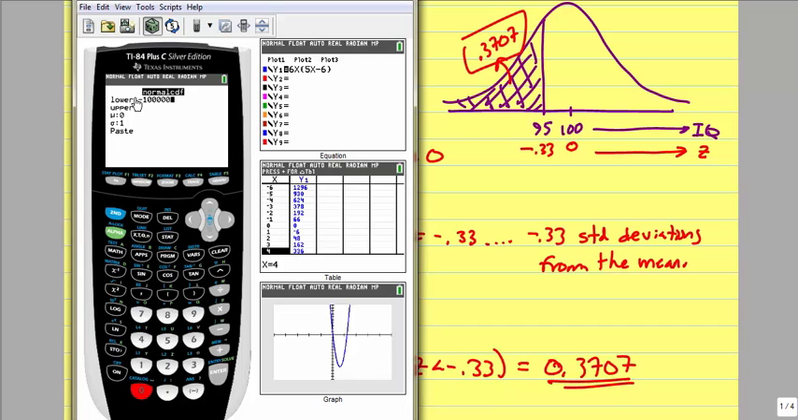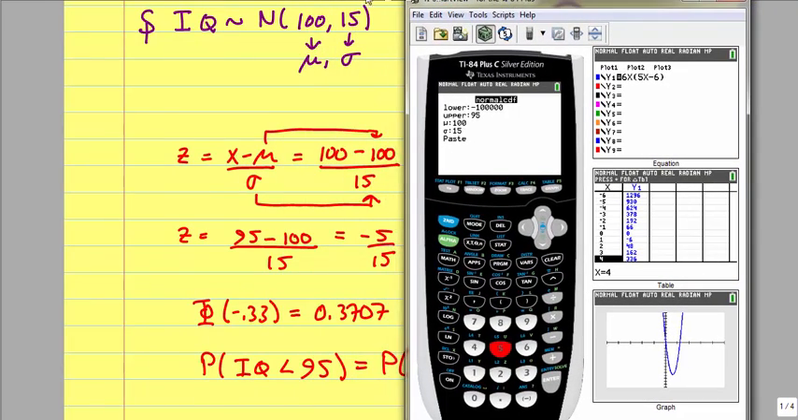And I usually put in a negative 100,000, and that seems to be enough. Now our upper then will be 95, because this shaded area goes from negative infinity up to 95. Now this is where things change a bit. Our mean is 100. It's no longer just 0. And our standard deviation was 15. And again, that's information that was given in the original problem. So that was given right here where our mean is 100 and our standard deviation is 15.